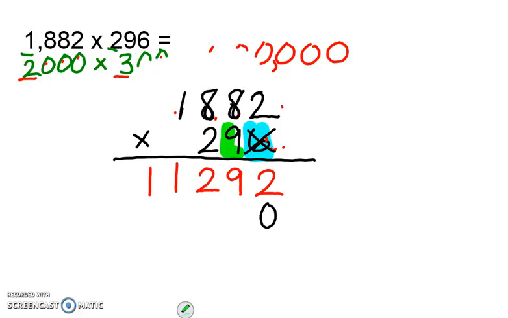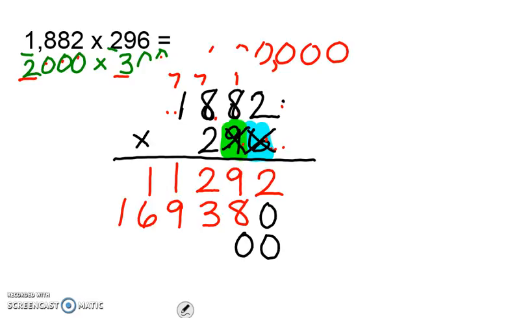Now I'm going to focus on my tens digit. 9 times 2 gives me 18. 9 times 8 is 72, plus 1 more is 73. 9 times 8 is 72, plus 7 more is 79. And 9 times 1 is 9, plus 7 more is 16. Just like I did with my ones digit, now I can cross off my tens digit, but I need 2 placeholders to hold the ones place and the tens place now.